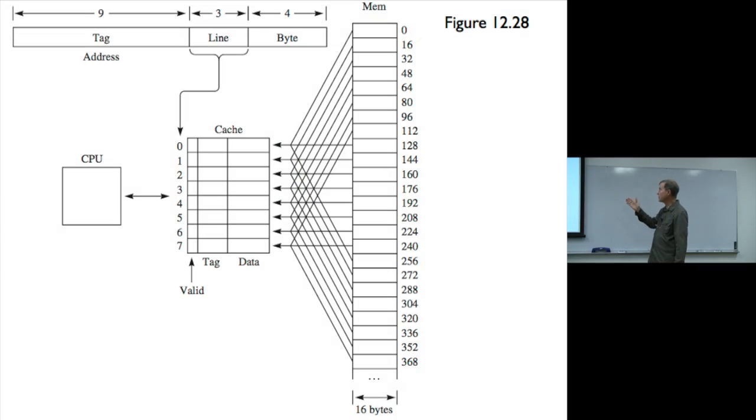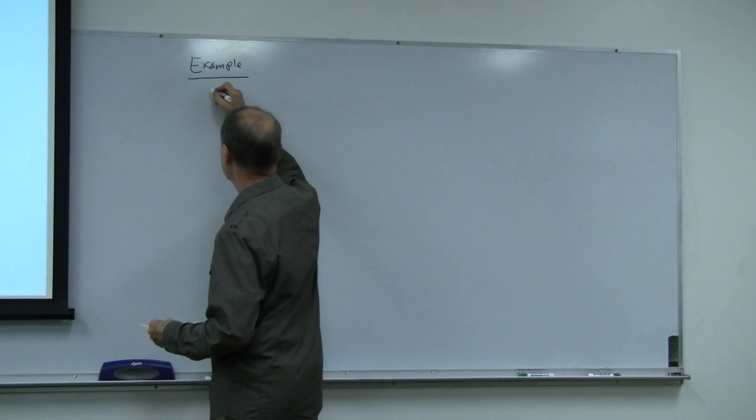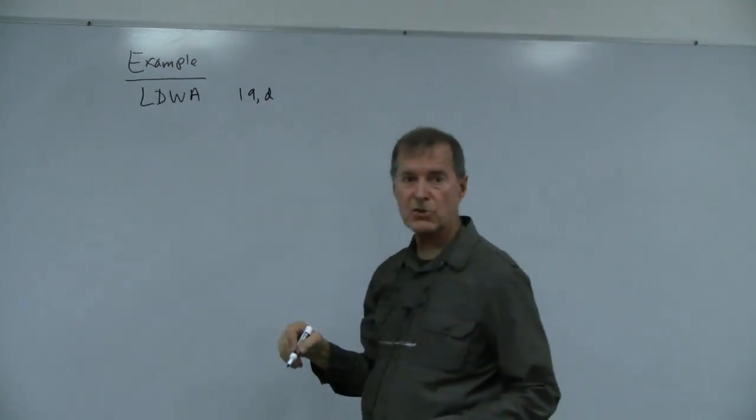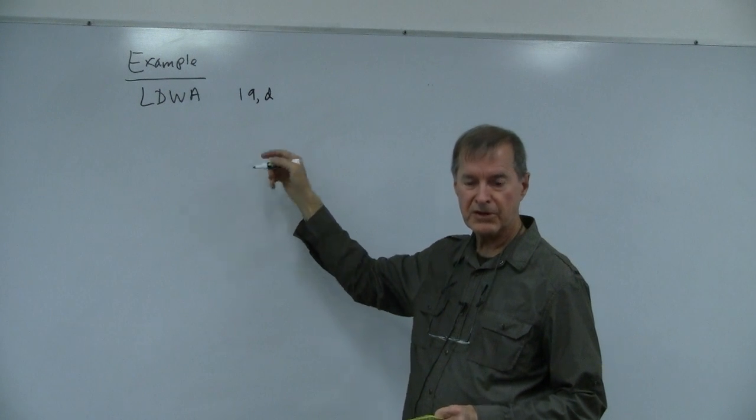And then we were looking at the end of class last time. We were looking at figure 12.28, which is a diagram of what is called a direct mapped cache. Now, we're going to do two examples with this, and we're going to put up a little bit more detail of the actual organization of the cache. During class last time, we did an example. We said, suppose that the CPU requests data from location 19. So suppose that we did load word accumulator 19 direct.